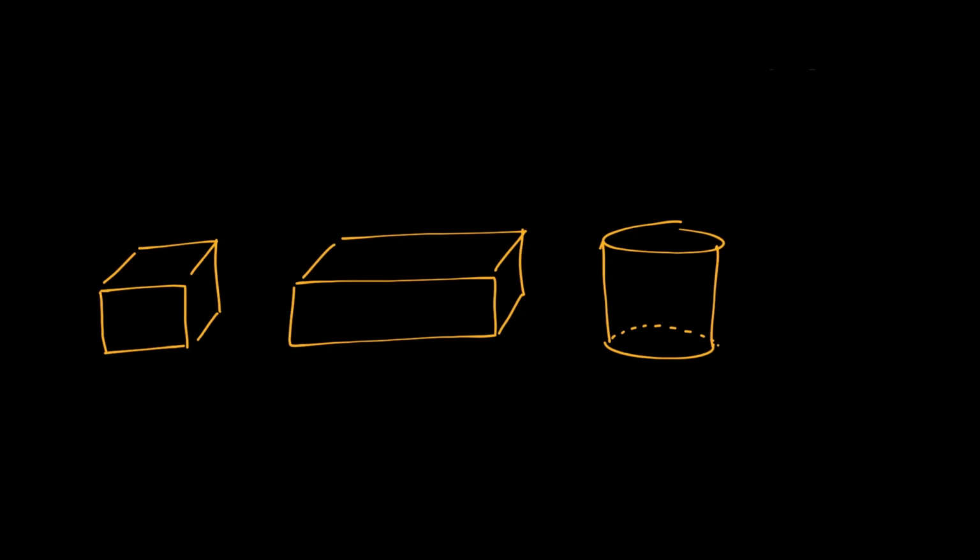Today in this video we are going to learn three formulas, called lateral surface area, total surface area and volume, for three shapes. First is this shape, second is this shape and the third shape is like this.